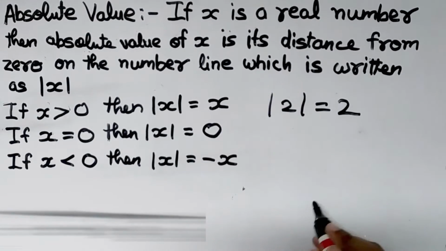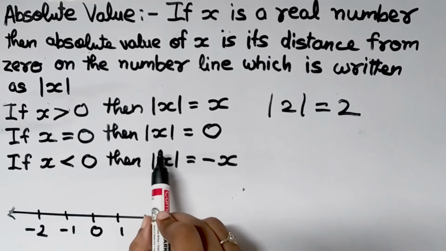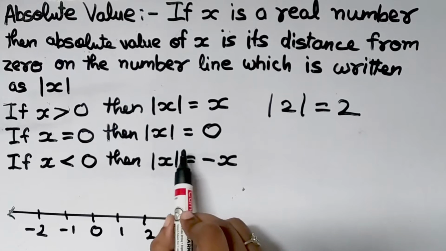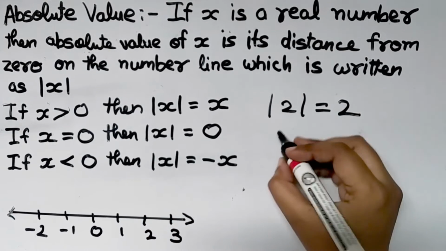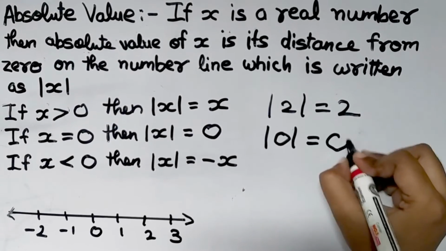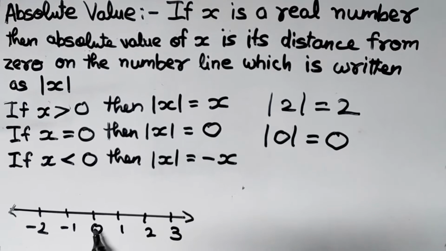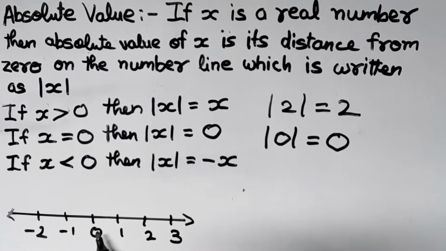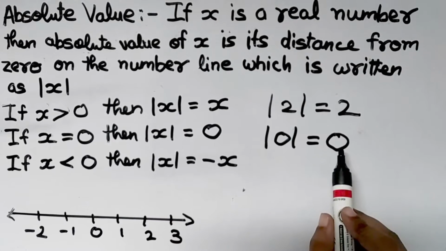2 itself. Now if x is equal to 0, then the absolute value of x, that is the modulus of x, is equal to 0. That means mod of 0 is equal to 0. The absolute value of 0 is 0. 0 is here. The distance of 0 from 0 is 0, right? So the absolute value of 0 will be 0.